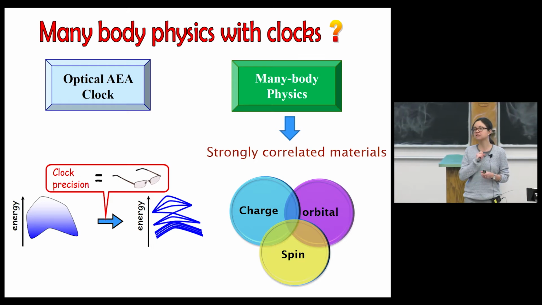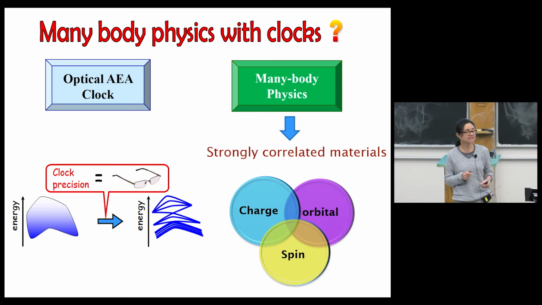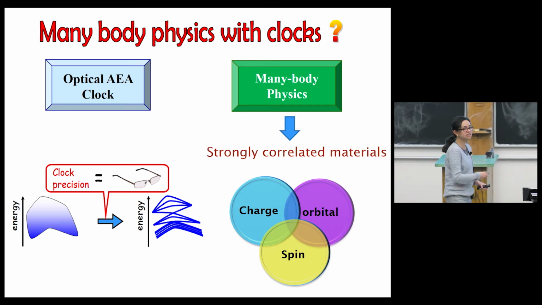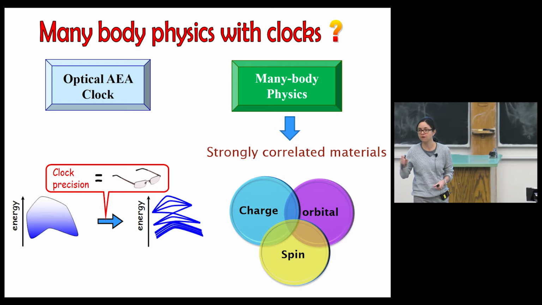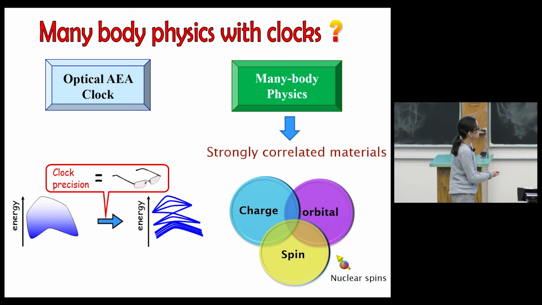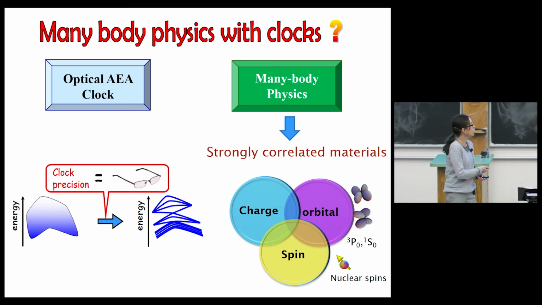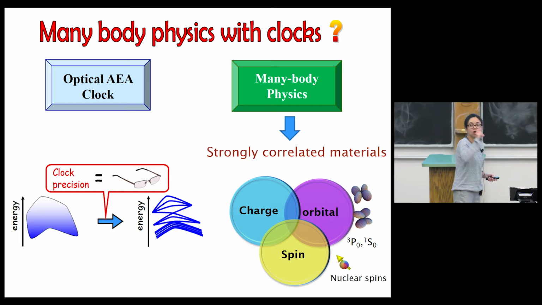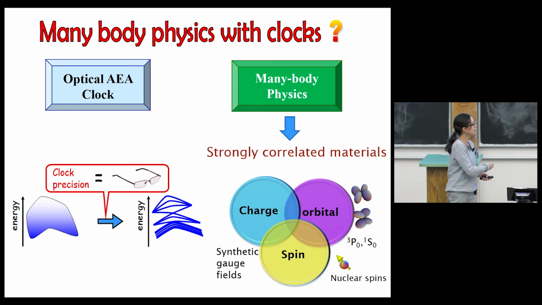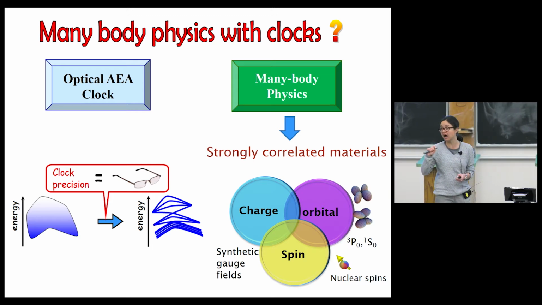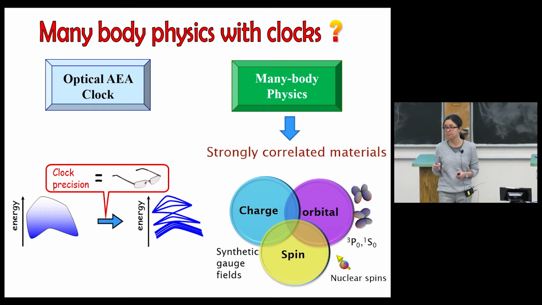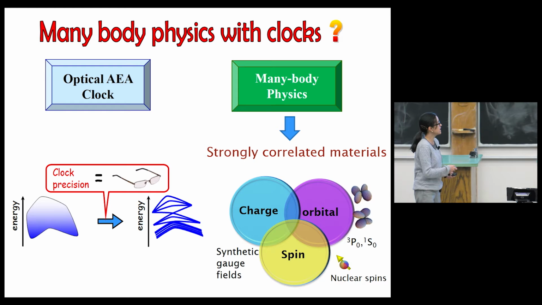So the good news, and this is what I want to convey today, is that we can encode all these degrees of freedom in the same atom. In strontium atoms, we can encode the spin degrees of freedom in the nuclear spin. We can encode an orbital degree of freedom in the two clock states of the atoms. And lately, we have been able to make neutral atoms that don't have charge behave as if they were charged particles. So we have all of this at the same time.